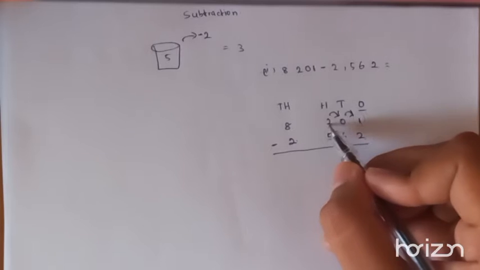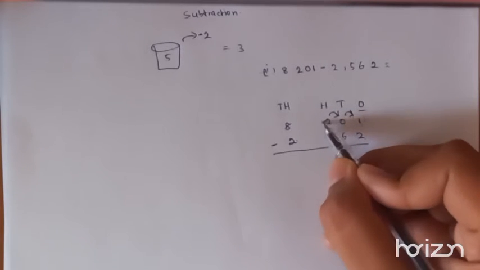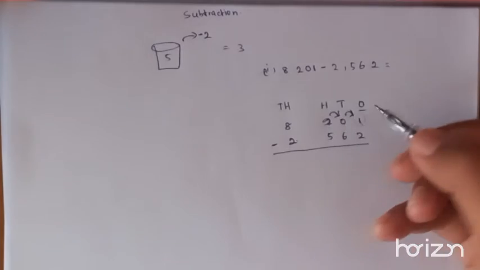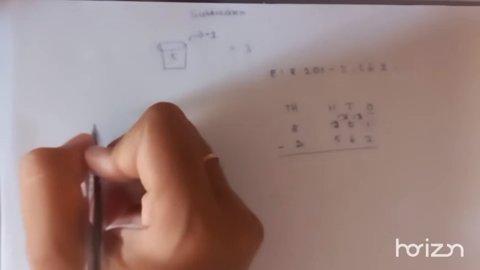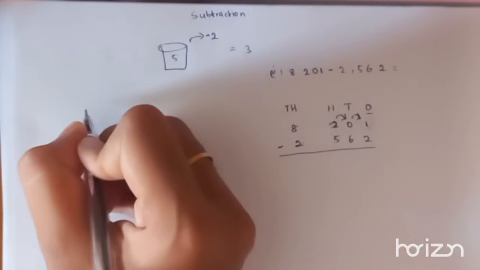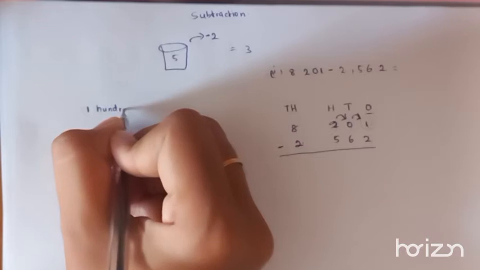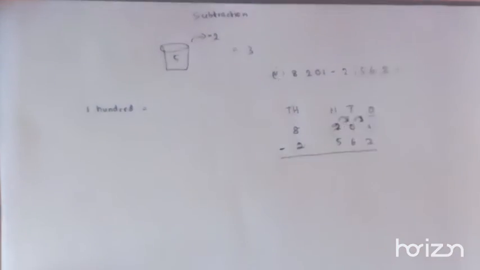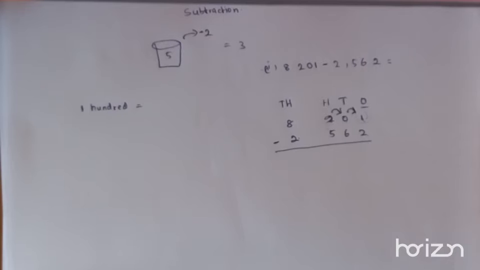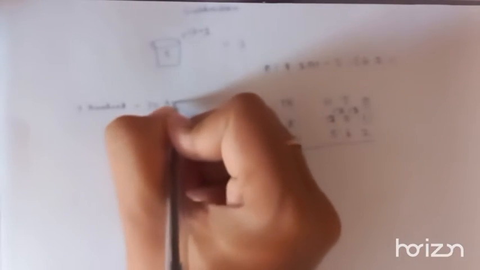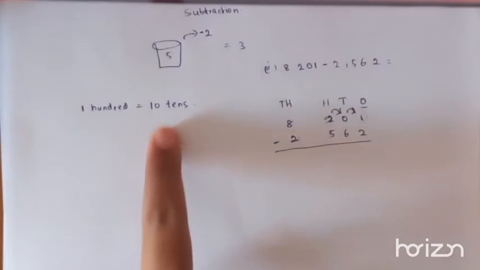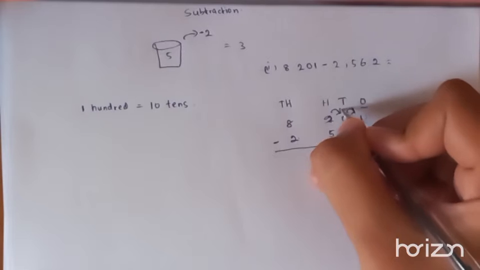We are going to exchange 100 to the tens column. If we exchange 100 into the tens column, 100 will be split up into tens. In 100, we have 10 tens. So this 10 tens will be added to the tens column.